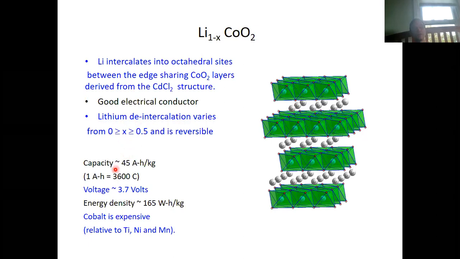So the capacity of that electrode is about 45 ampere hours per kilogram. So ampere hours is nothing else but a unit for the charges that you can actually store in the electrode material. So 1 ampere hour refers to approximately 3,600 coulombs. Okay.